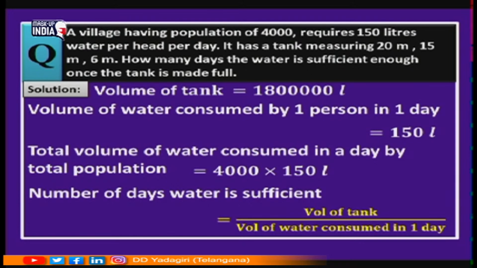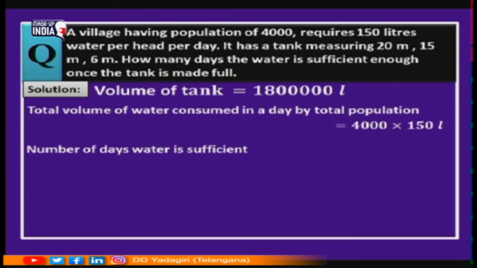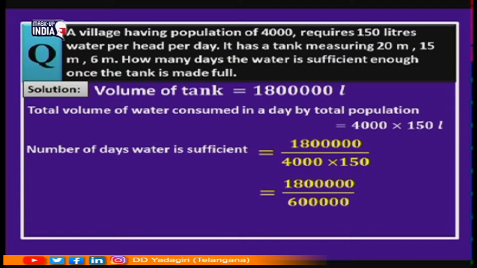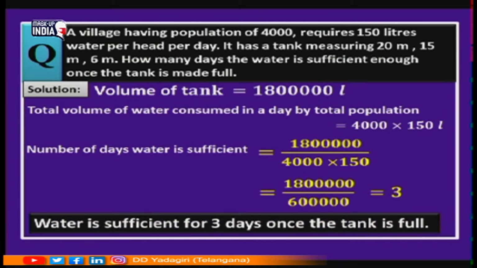So, let us substitute the values, children. Volume of tank, that is 18 lakh liters, divided by 4000 into 150. Now, on multiplying 4000 into 150, you get 6 lakhs. So, 18 lakhs by 6 lakhs, you get how much? 3. That means, the water is sufficient for 3 days once we fill the tank. Got it, children? So, water is sufficient for 3 days once the tank is completely filled. I hope you understood the problem, children.